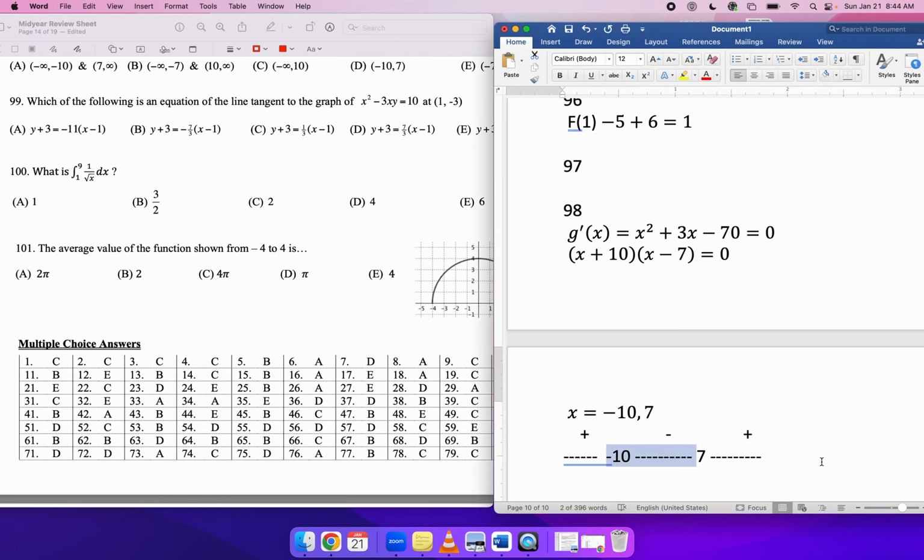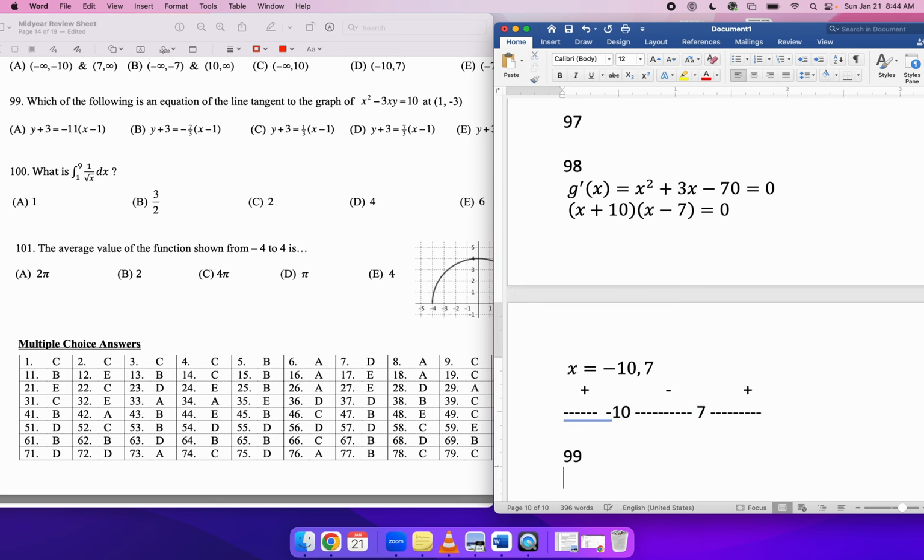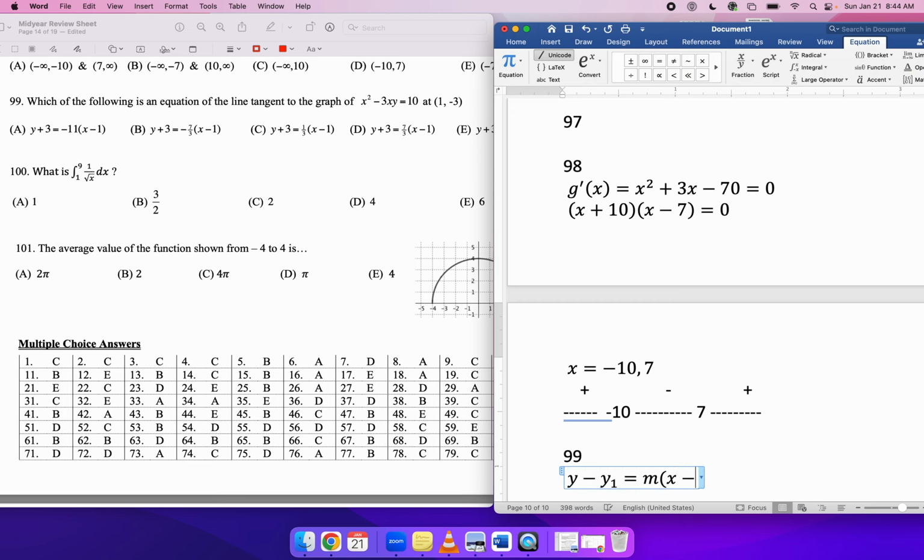Number 99. Which of the following is an equation of the line tangent to the graph of this thing at 1, negative 3? Well, anytime you want to write down the equation of the tangent line, you need to do point slope form, which is this guy.